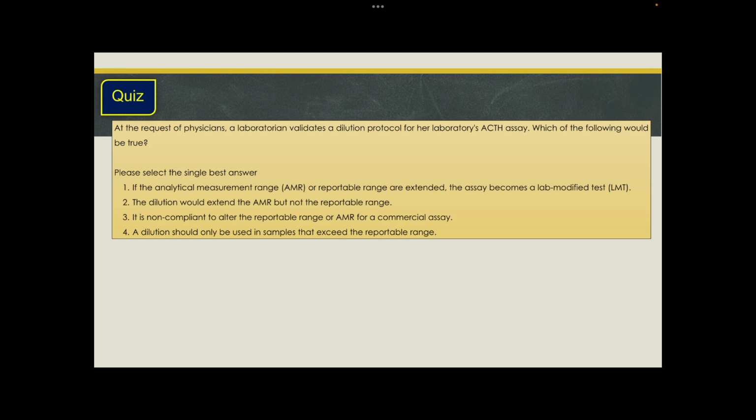At the request of physicians, a laboratorian validates a dilution protocol for her laboratory's ACTH assay. Which of the following would be true? Please select the single best answer.